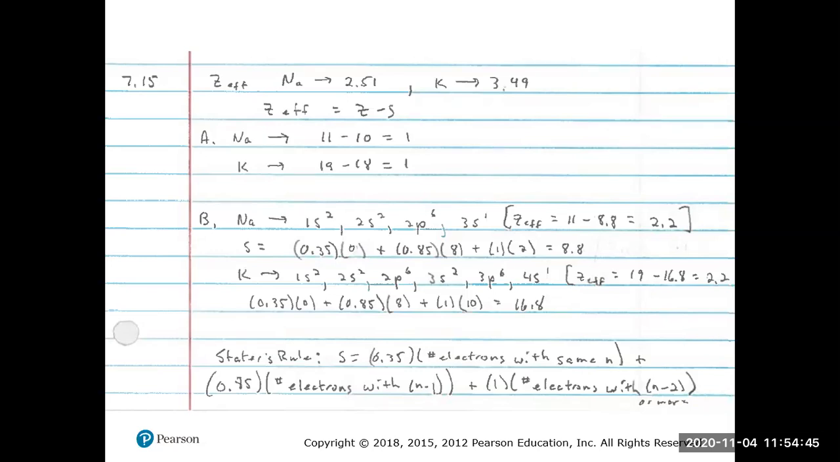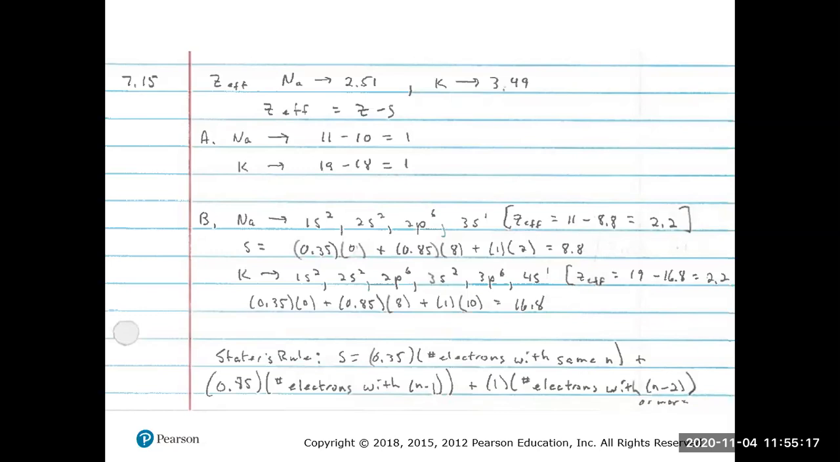So for sodium, we would look up the atomic number for that and see that that's 11. Then we would look at the periodic table and determine how many core electrons there are. And that answer is 10. And then we'd have 11 minus 10 equals 1. A similar approach for the potassium, we'd see that that's 19. There are 18 core electrons there, and we get a value of 1.